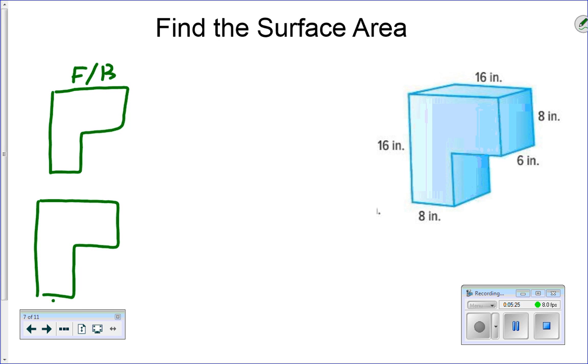So this is 8, this is 16, this is 8. But we're still going to have to split this up a little bit to find the area of this. Because this is 8, this is 16. Yep, so this is like the front and the back. All I did was I took these apart. I took this one out. I took the back out.